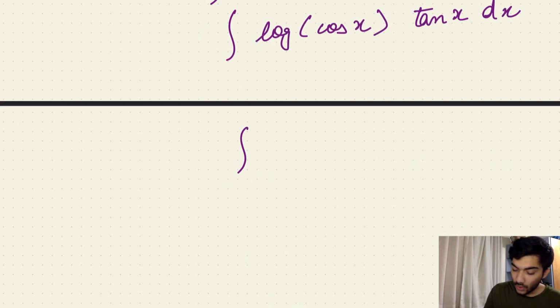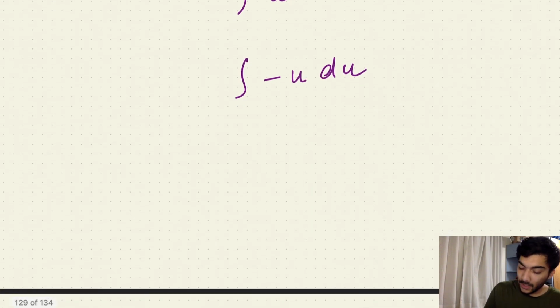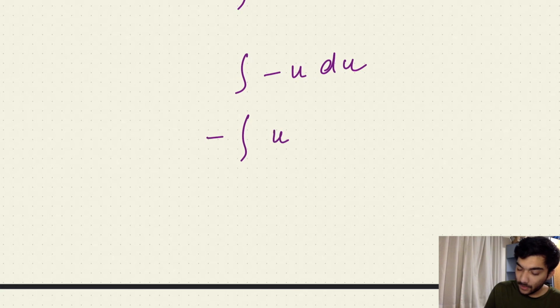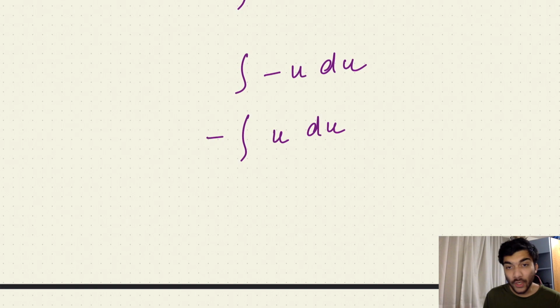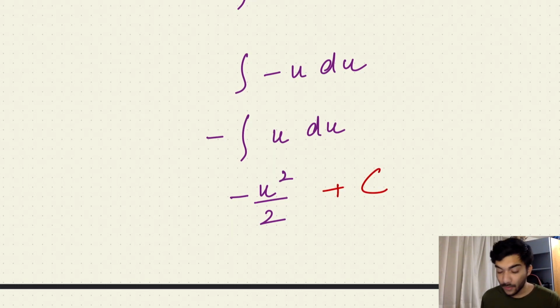So now let's do all the substitutions. It would be u times minus du, right? And if we simplify it further, it would be minus u du. The minus can be taken out, right? So it would be minus of the integral of u du in this case. And you already know the integration of u, which is u square by 2 with a minus sign, because the negative is taken out, so it will remain in the final answer, and with a constant of integration added to it, because we are calculating an indefinite integral in this case.